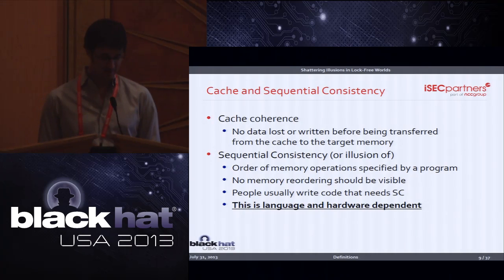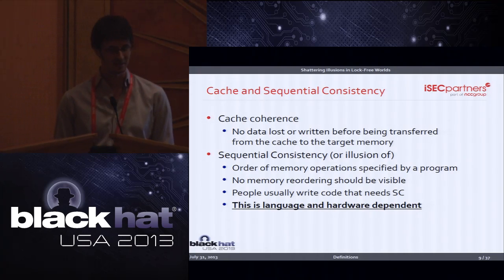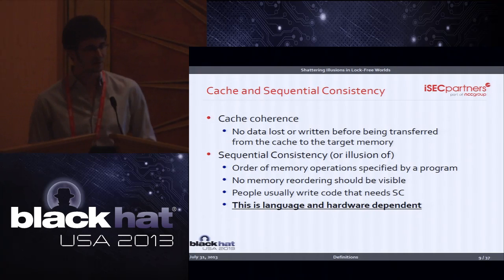So two of the main concepts to understand here are cache coherence and sequential consistency. Cache coherence means that writes made by a processor are eventually seen by other processors without being lost or overwritten. But you should not really have to care too much about this, since the OS, the compiler, and the hardware should make sure it is true.